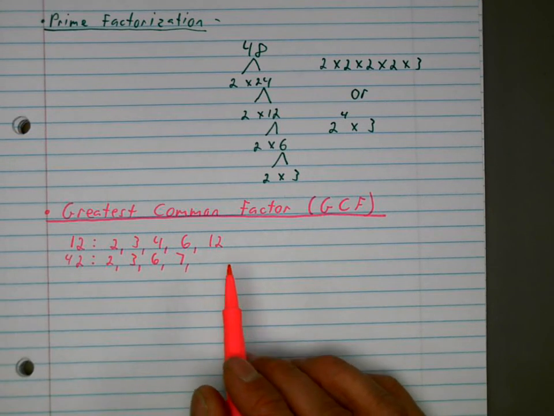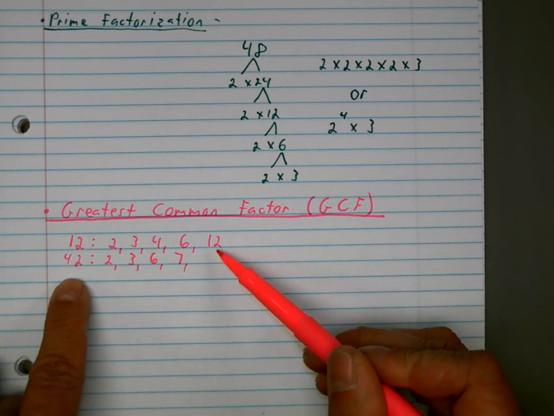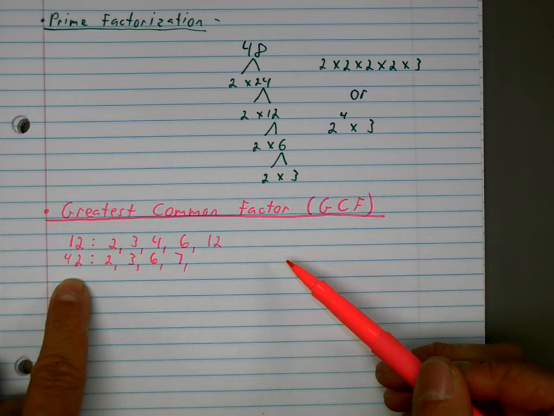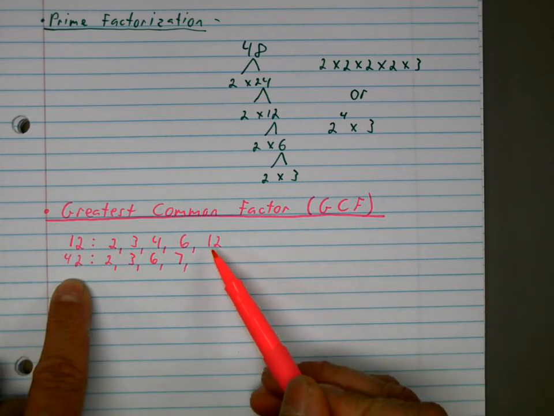And I'm going to stop at 12. The reason I don't have to go any further is because 12 is the largest factor here. I don't need to keep going up to larger factors, because this one is the largest.